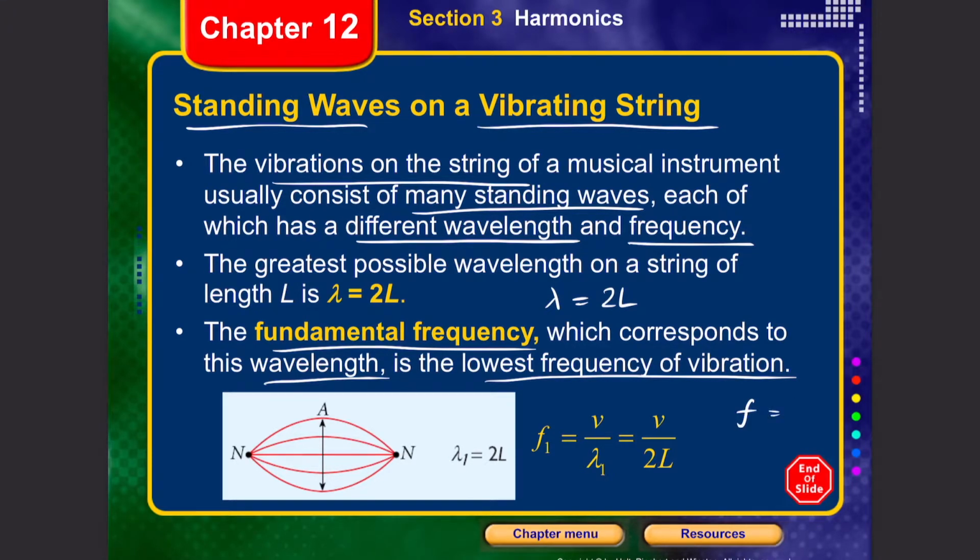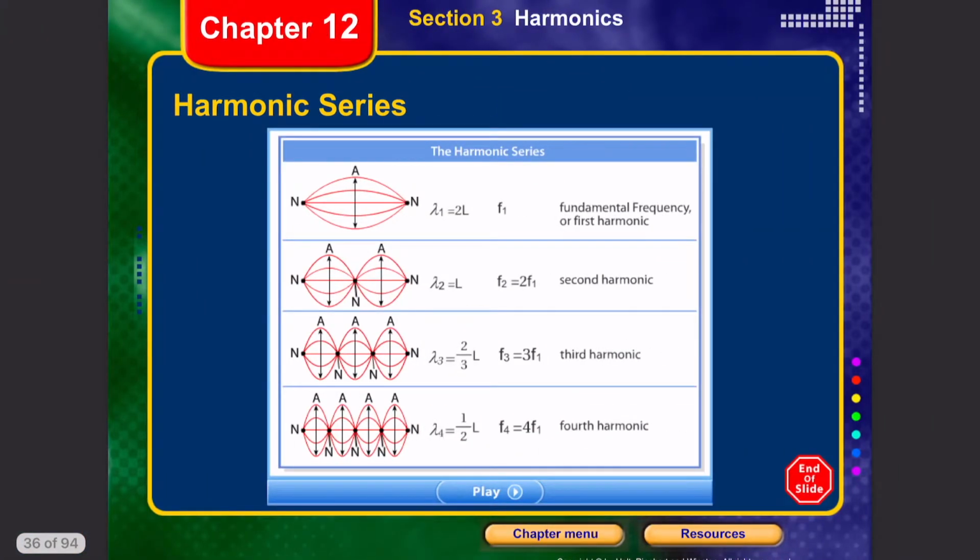We know that frequency is velocity divided by wavelength, so with wavelength 2L, f1 can be written as v by 2L. This f1 here is called the fundamental frequency. The term fundamental frequency basically states that this is the minimum frequency, that is, the first starting frequency for any of these vibrations. Now there are multiple sets, or the harmonic series, that can form.